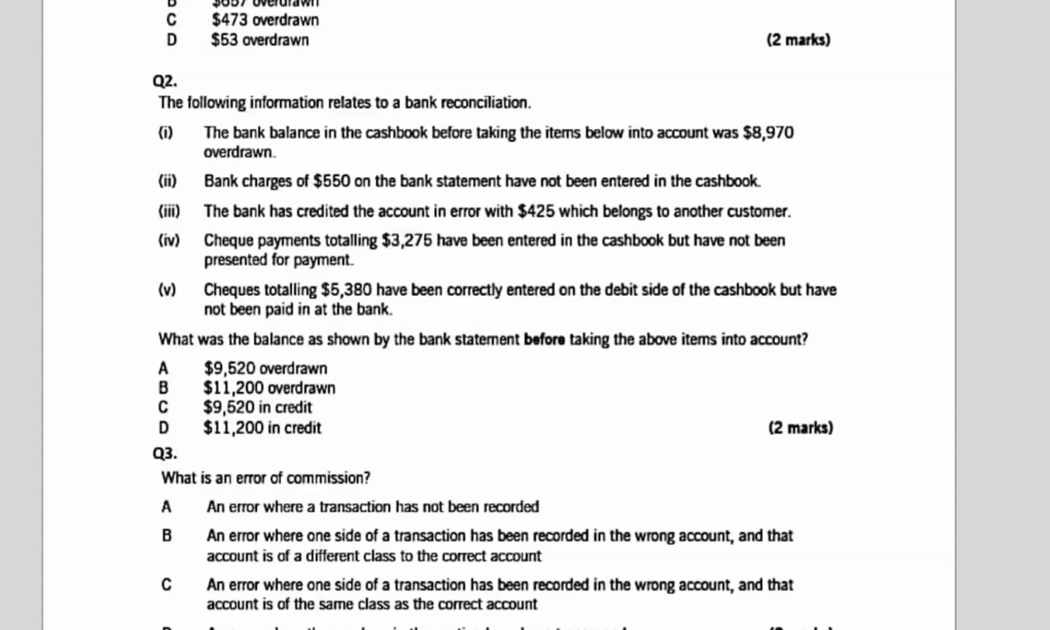Okay, interesting. Any other concern or any other answer from someone? Do you remember the question says, what was the balance as shown by the bank statement before taking these items into consideration?